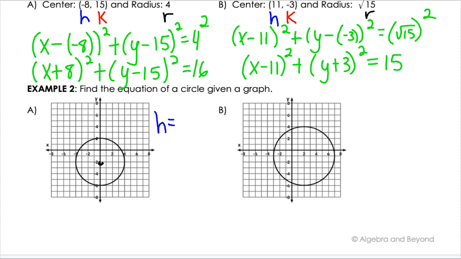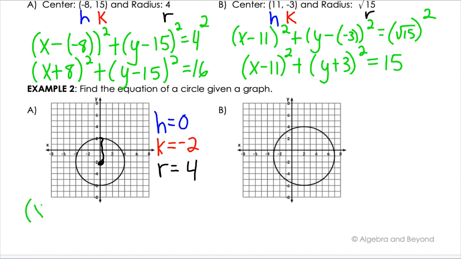is at 0, negative 2. So that would be the center of my circle. I'm going to use that to help me here. That means that the h, or the x value of the center, is 0. The k value, which is the y value of the center, is negative 2. When I find the distance between a point on the outside and the center, I can see that the radius is 4.